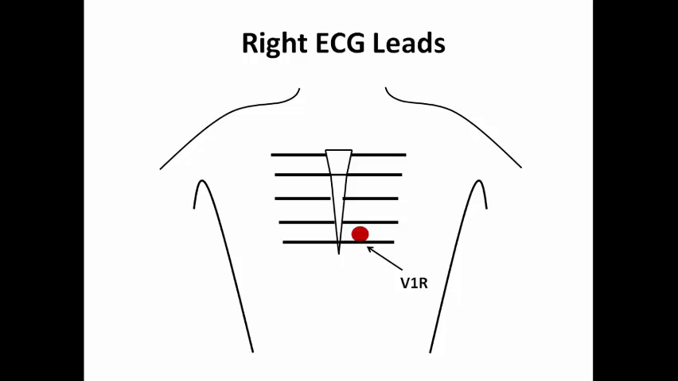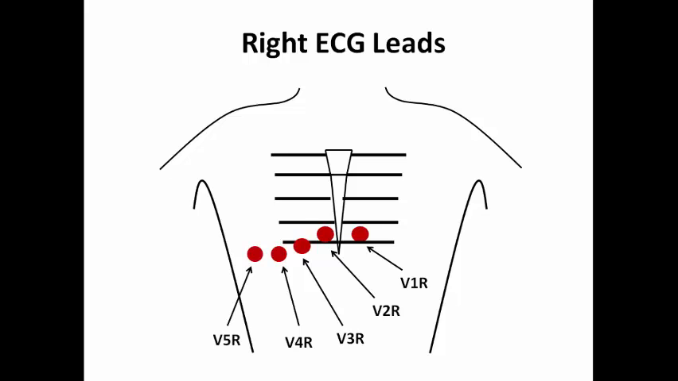Here, V1 in the fourth intercostal space to the left side of the sternum, then V2 to the right side, V3 midway between V2 and V4, V4 in the fifth space at the mid-clavicular line, V5 at the anterior axillary line, and V6 at the mid-axillary line.